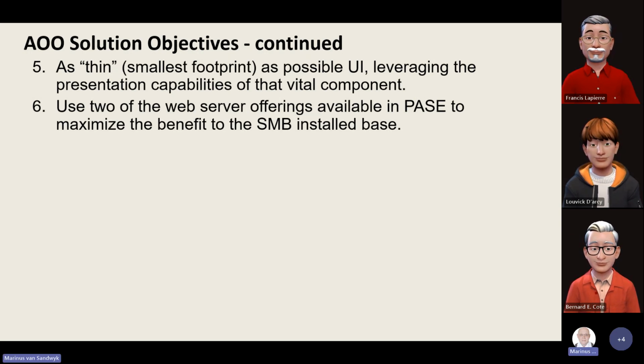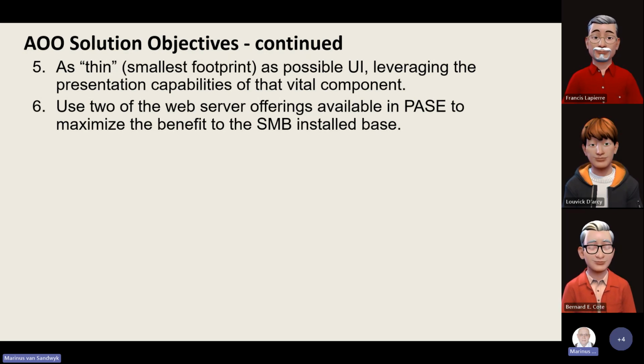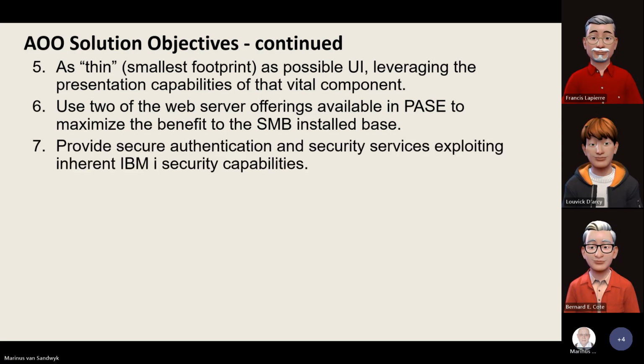We are using two of the web server offerings available in PACE to maximize the benefit to the small, medium business installed base, due to the fact that they've got this within their machine, and we believe it can be used to great effect and cost efficiency. Provide secure authentication and security services exploiting the inherent IBM security capabilities. So the whole time we focused on how we can extract the maximum value out of the IBM operating system.